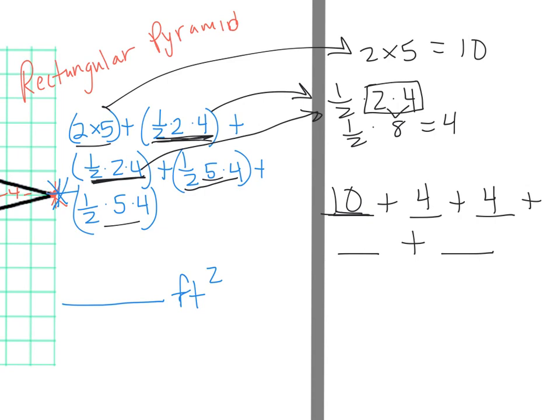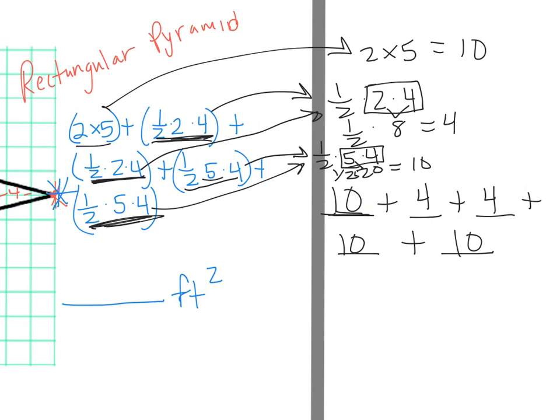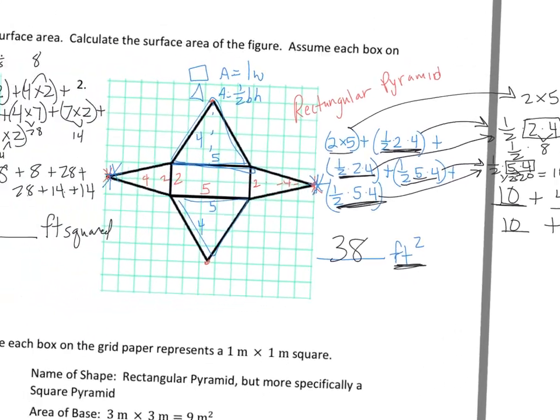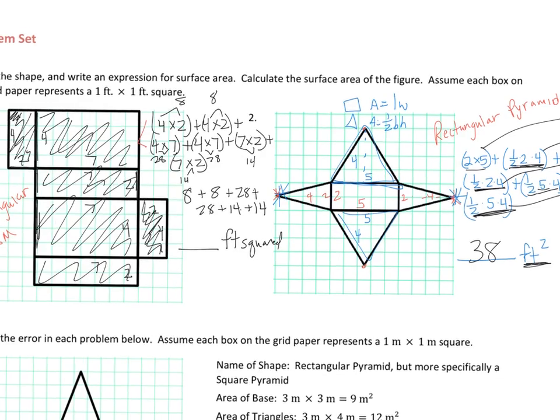And then my last one is 1/2 times 5 times 4. 5 times 4 is 20. And half of 20 is 10. So I'm going to get 10 there. And then this one is the same thing. So now I can add 10, 10, 10, 4, and 4. 10 plus 10 plus 10 is 30. Plus 4, 38. And I'll even write it over here. And again, units, very important for this one. So that's our first 2 problems. And again, one I didn't quite finish.